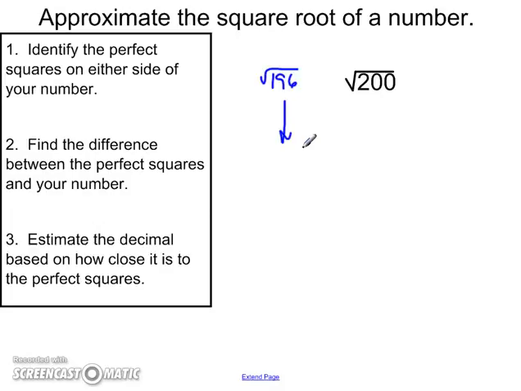So that was 14 times 14. Okay, 15 times 15 would be 225. All right, so 225, that would be 15. Sorry, I didn't write down my 14 over here. So I now know my square root of 200 is going to be between 14 and 15. 14 point something.